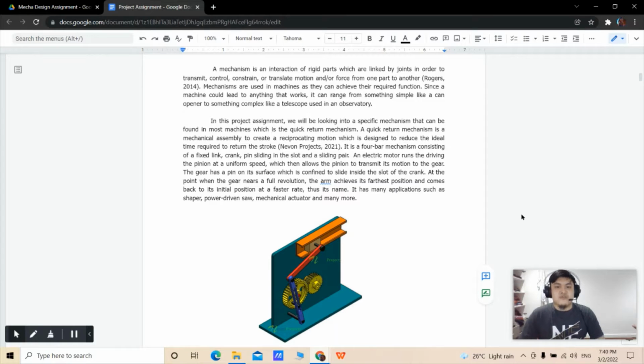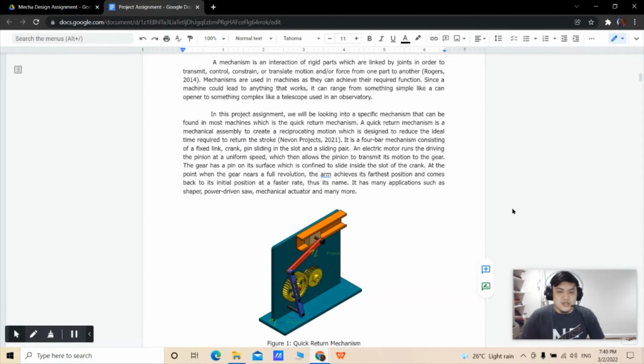An electric motor runs the pinion at a uniform speed, which then allows the pinion to transmit its motion to the gear. Then the gear will have a pin on its surface which is confined to slide inside the slot of the crank. At the point where the gear nears a full revolution, the arm will achieve its farthest position and then come back to its initial position at a faster rate, thus its name. It has many applications such as shapers, power-driven saws, mechanical actuators, and many more.